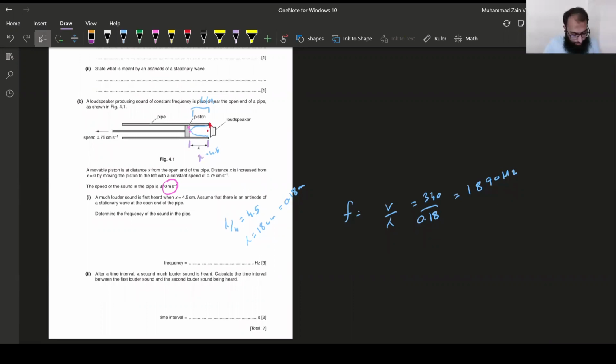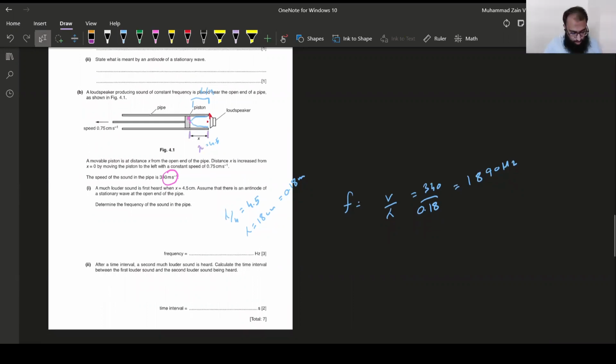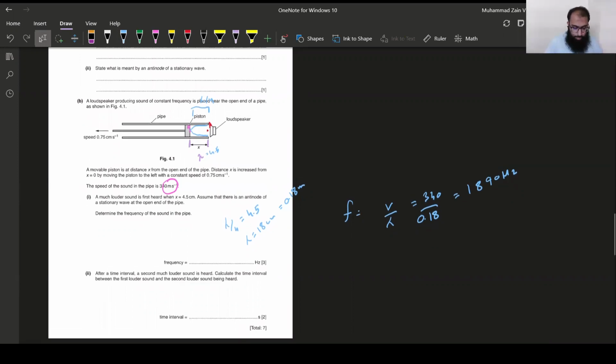Now this frequency cannot change until I alter the sound source. After a time interval, a second much louder sound is heard. Calculate the time interval between the first louder sound and the second louder sound being heard. There has been no change in frequency, so there has been no change in wavelength. So wavelength is the same. Now a second much louder sound is heard, meaning that my piston has gone a bit further back, and another wave has just formed.